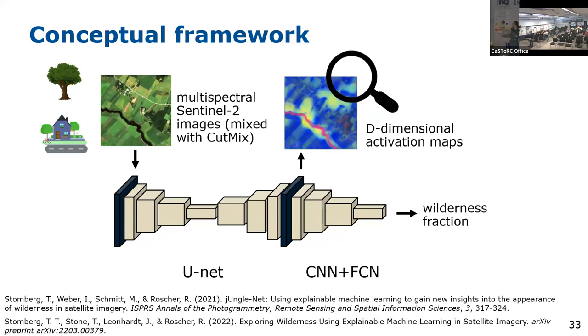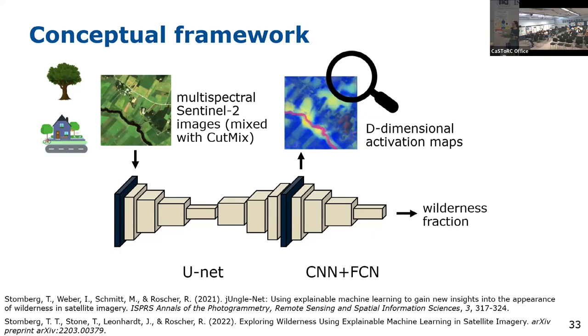The input are multispectral Sentinel-2 images. And here, this is the important part in between. This is our activation maps, and we have a closer look at these activation maps because they represent the decision process in the neural network. One important thing, and here we actually had influence from the philosopher, is that we are good in defining extremes. So we can define this is a wild area, this is not a wild area. In between, it gets fuzzy.